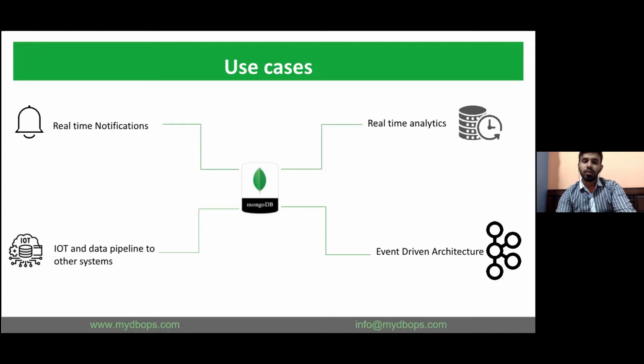And IoT, as everybody knows, you can have change stream enabled in IoT architectures. For example, for a device, how can I put it across? If you want to set alarms for a certain threshold for a device, you can use change stream over there. And event driven architectures, which are more popular nowadays.